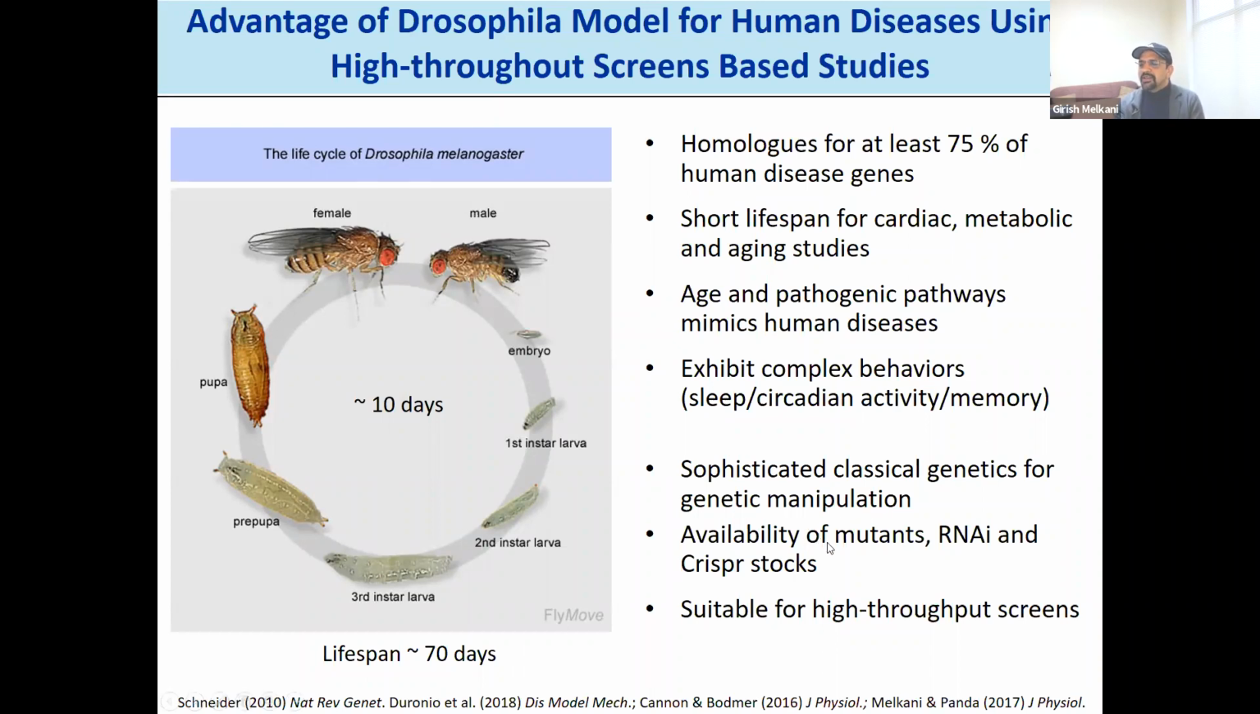The best part is a lot of mutant lines and RNAi lines; over 95% of the fly genome has RNAi available. Most of you know the fly genome was sequenced several years back, so we have about 95% of the fly genome RNAi lines available. And recently, a lot of CRISPR lines are also available, about 20 to 30% of the fly genome now has CRISPR stock. So it's a great model for high throughput screening purposes.